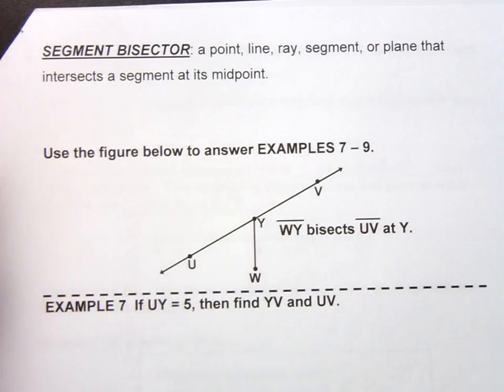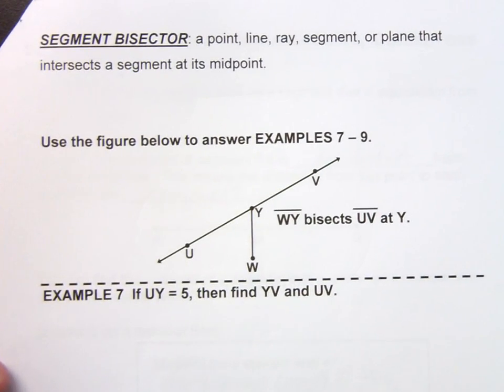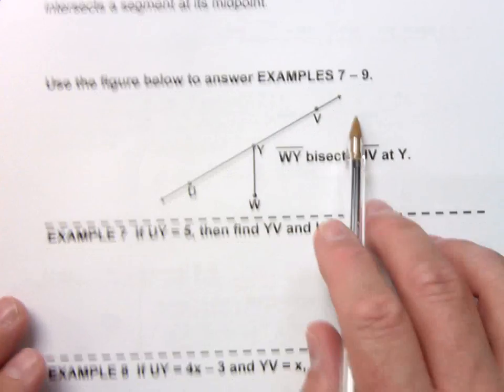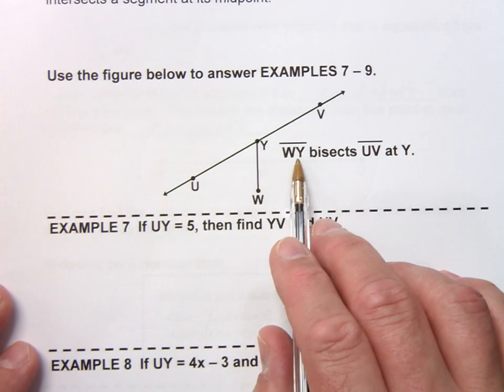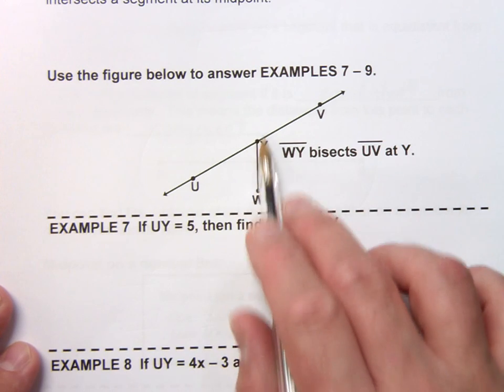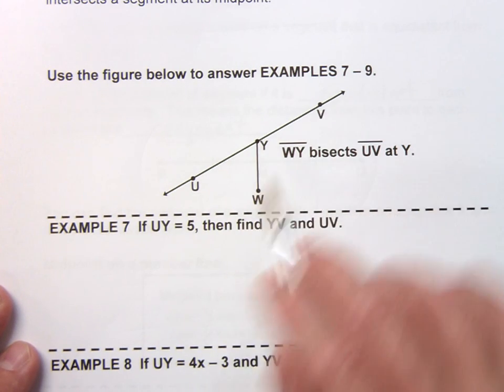Okay, let's talk about a segment bisector. A segment bisector is a point, line, ray, segment, or plane that intersects a segment at its midpoint. The word bisect basically just means to split into two congruent halves. So if you want to split something into congruent parts, you would cut it right through the middle. So if something is intersecting a segment at its midpoint, it is going to bisect it, split it into two congruent parts. So we're going to use this picture for these three examples, and it tells you right here that line segment WY bisects line segment UV at point Y.